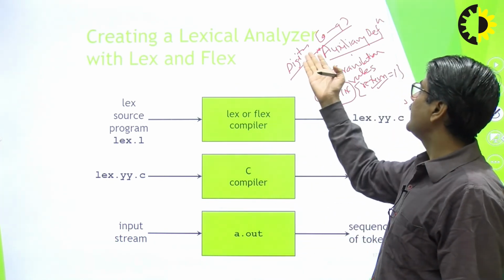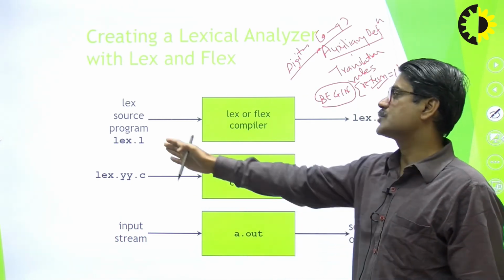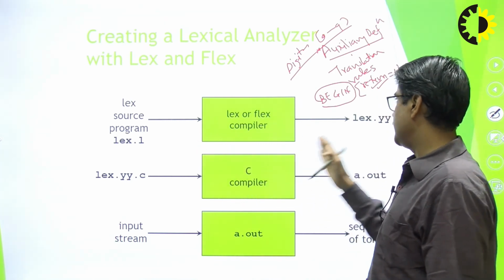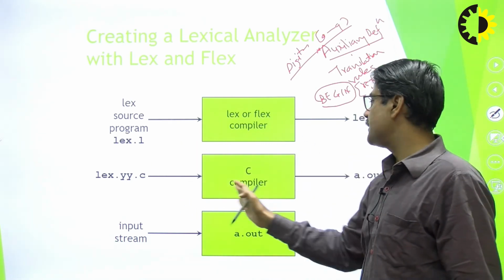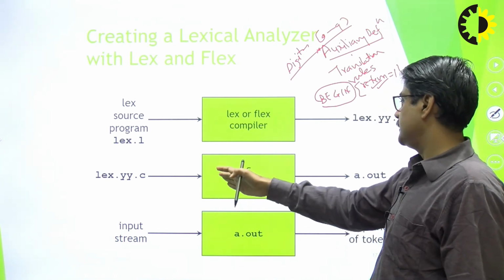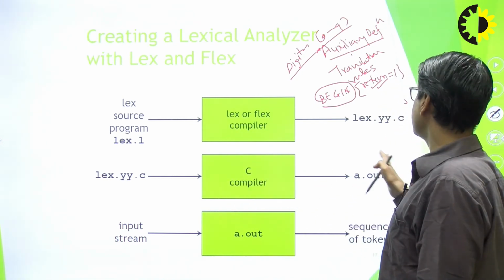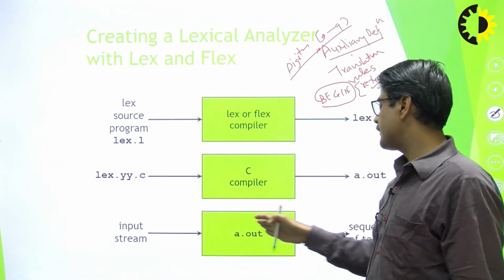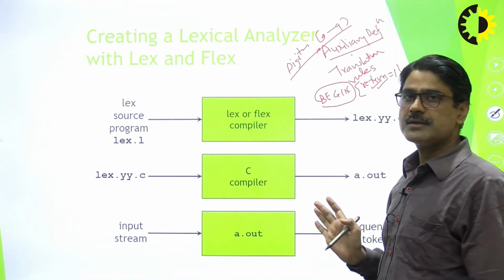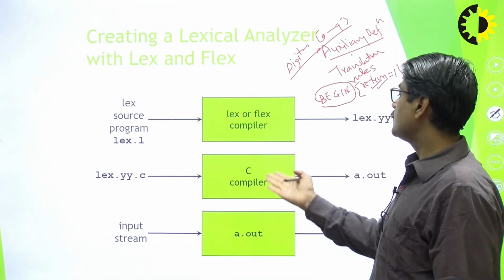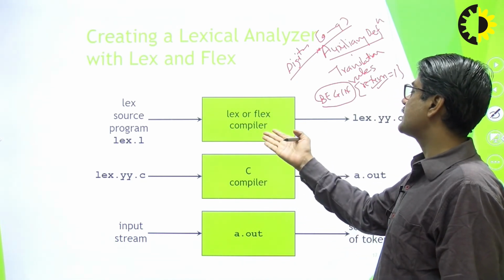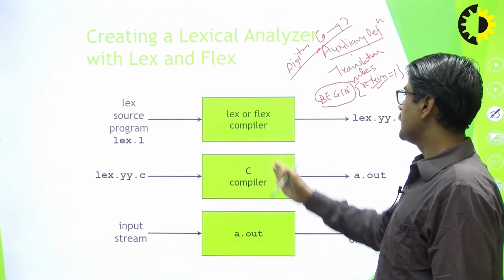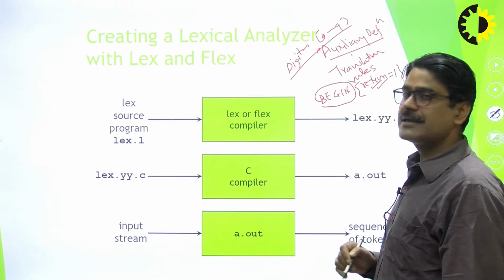So a Lex source program contains the auxiliary definitions and translation rules. It is called lex.l. Then lex.yy.c is basically the output of the lexical analyzer compiler. Then this is given as input to the C compiler, and the particular lexical analyzer will be generated. Through this lexical analyzer, the input stream is taken and we get the sequence of tokens. So this is the process of the lexical analyzer generator. The Lex or Flex compiler is used in between to generate code for the C compiler, and here we get the output.